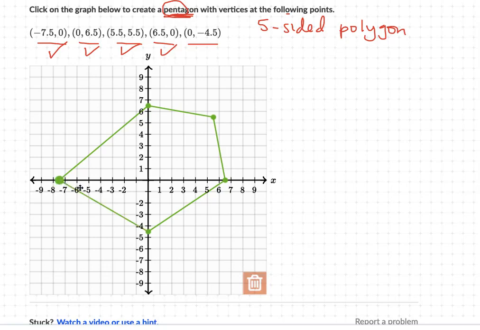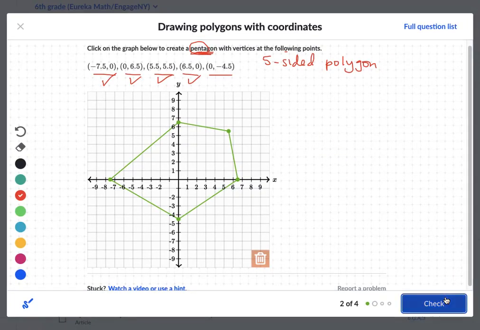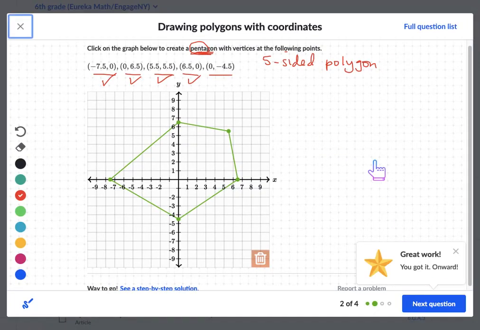And then if I click that first one again, it'll connect it. 1, 2, 3, 4, 5. It's kind of lopsided, so this is what we call an irregular pentagon. A regular pentagon would be more even, but it is a pentagon, 5 sides. Okay, so this is a review on your coordinate planes and your polygons, your shapes.